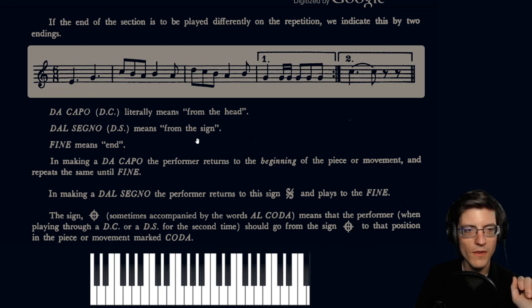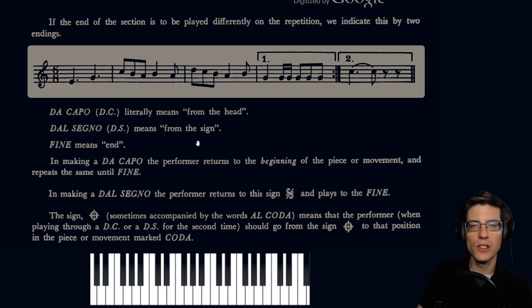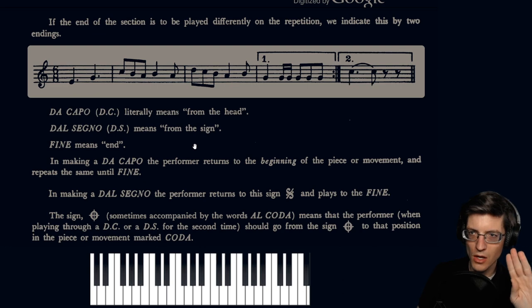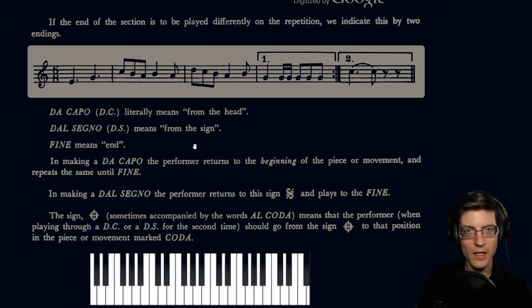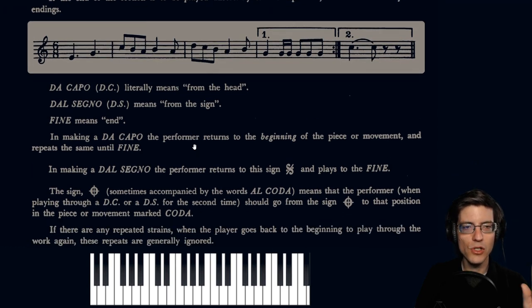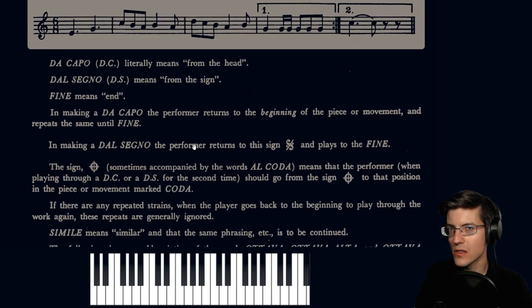Now, moving on, we have da capo. It literally means from the head. So you would play from the beginning of the music. And then dal seno means from the sign. So there would be a sign in the music that you would go from the repeat to that sign again, and then repeat for the second time round. Fine means to repeat to the end. Usually you would then just go on to the end.